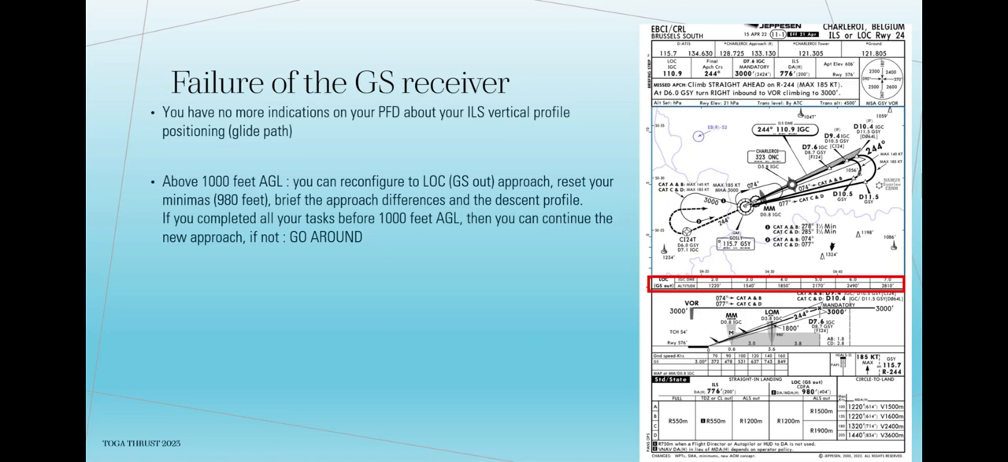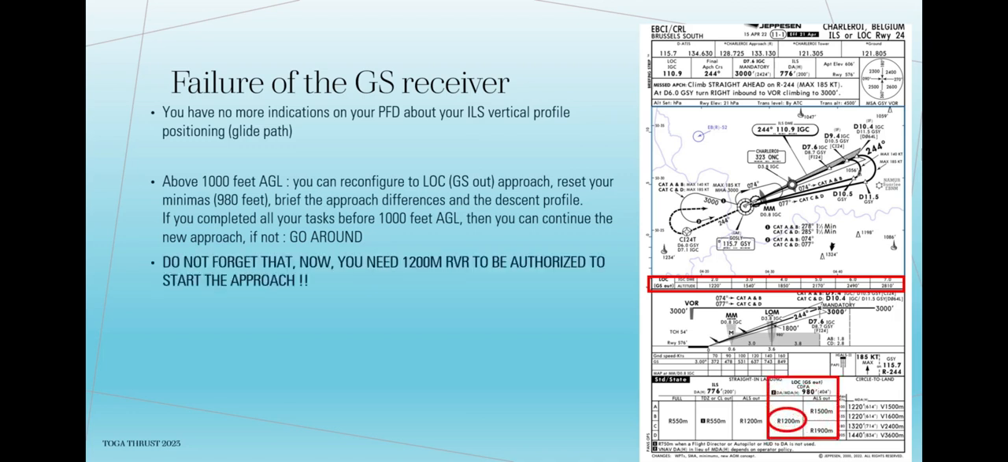If you completed all your tasks before 1000 feet AGL, then you can continue the new approach. If not, go around. Do not forget that, now, you need 1,200 meters RVR to be authorized to start the approach. And if the approach light system is not operative, then you need 1,500 meters RVR.